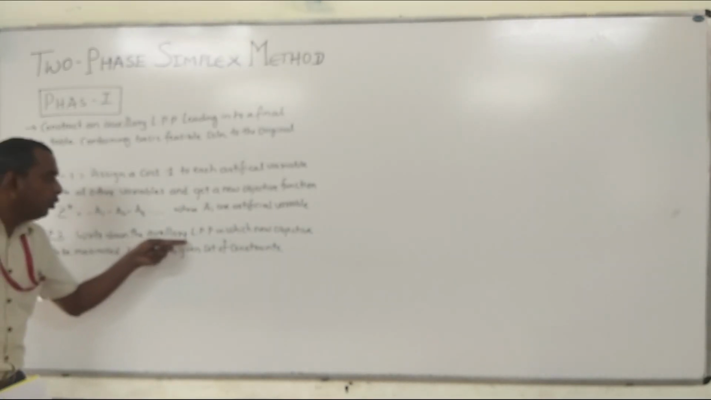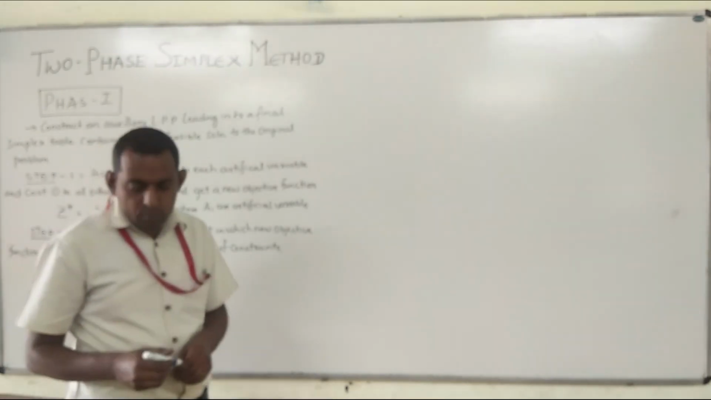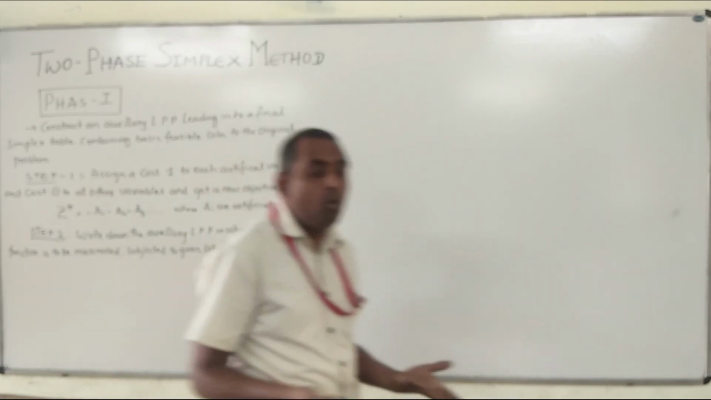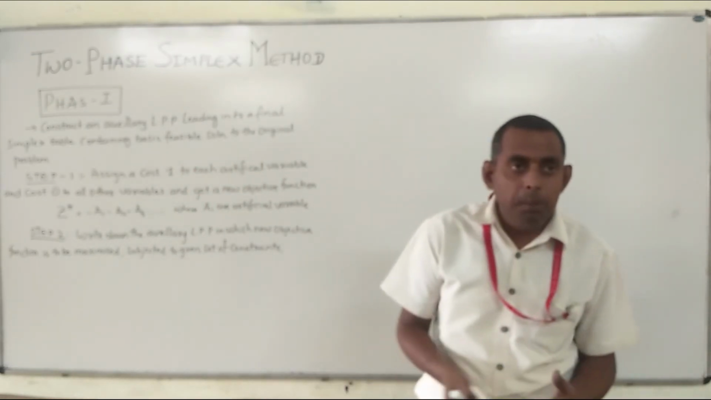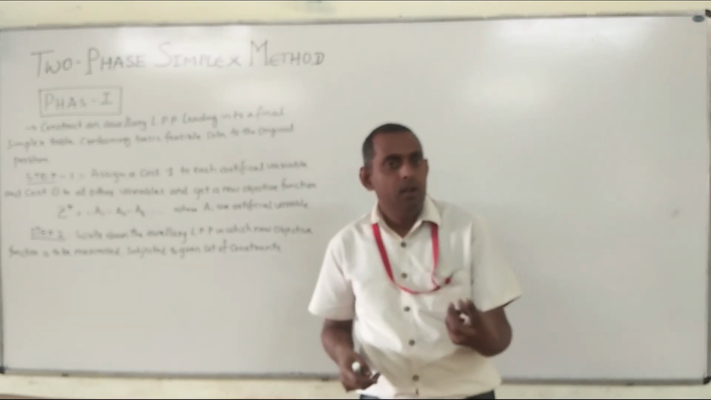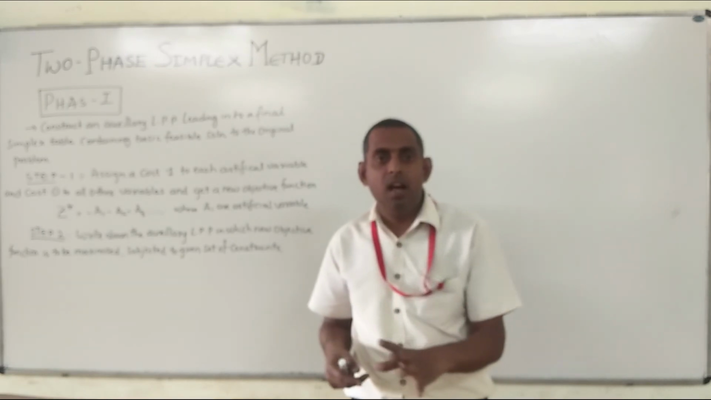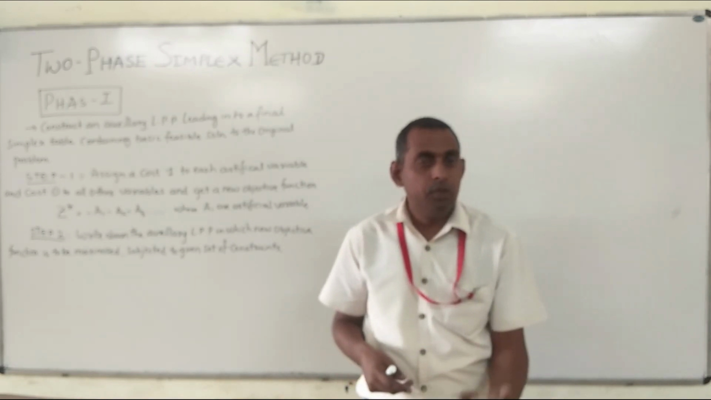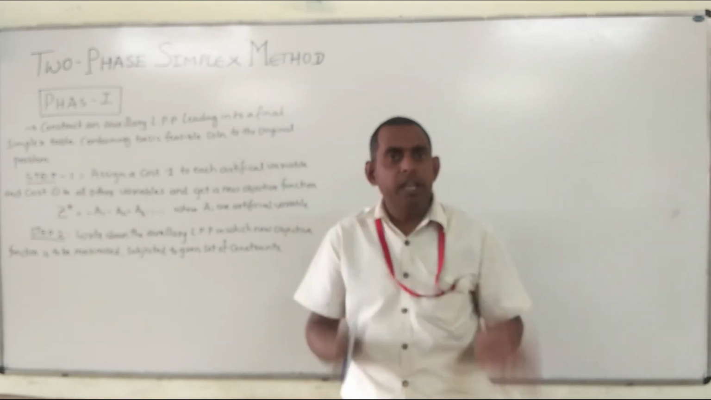Write down the auxiliary LPP. So what do you mean by auxiliary LPP? You may get confused, sir. What is this new word, auxiliary LPP? Auxiliary LPP is an LPP where artificial variables are assigned cost minus 1 and all other variables are assigned cost 0. This type of LPP is called an auxiliary LPP.